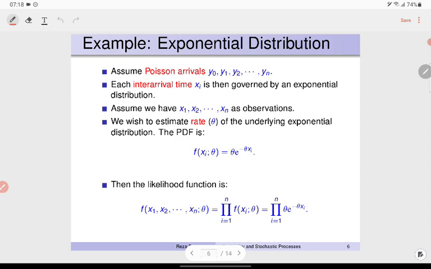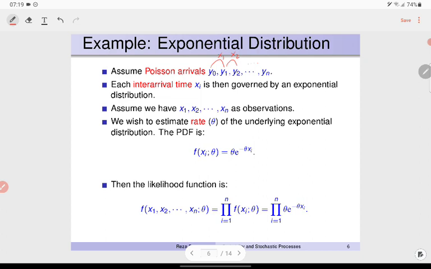According to the probability distribution that we have before, a Poisson arrival always induces the inter-arrival time xi, which is governed by exponential distributions. So if the arrival is governed by a Poisson distribution, then the inter-arrival time between y0 and y1 is what we call x1, between y1 and y2 is called x2, and so forth. This is the inter-arrival time, the duration between the arrivals.